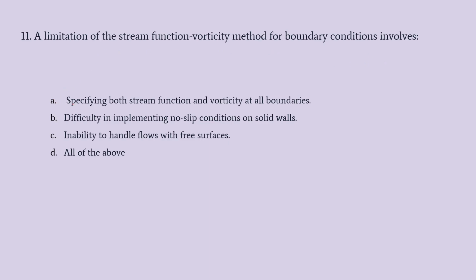Options are: A, specifying both stream function and vorticity at all boundaries. Option B, difficulty in implementing no-slip boundary condition on solid walls. Option C, inability to handle flows with free surfaces. Option D, all of the above. If we think a little, this question is easily solvable from my explanation for the previous question. Try to answer the question. You can inbox your answers.